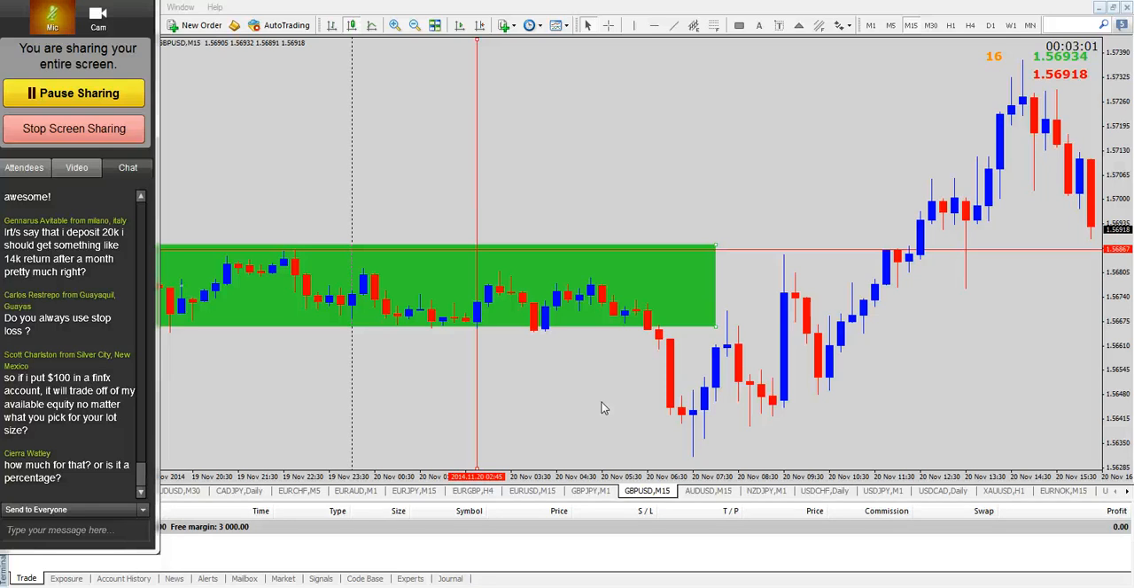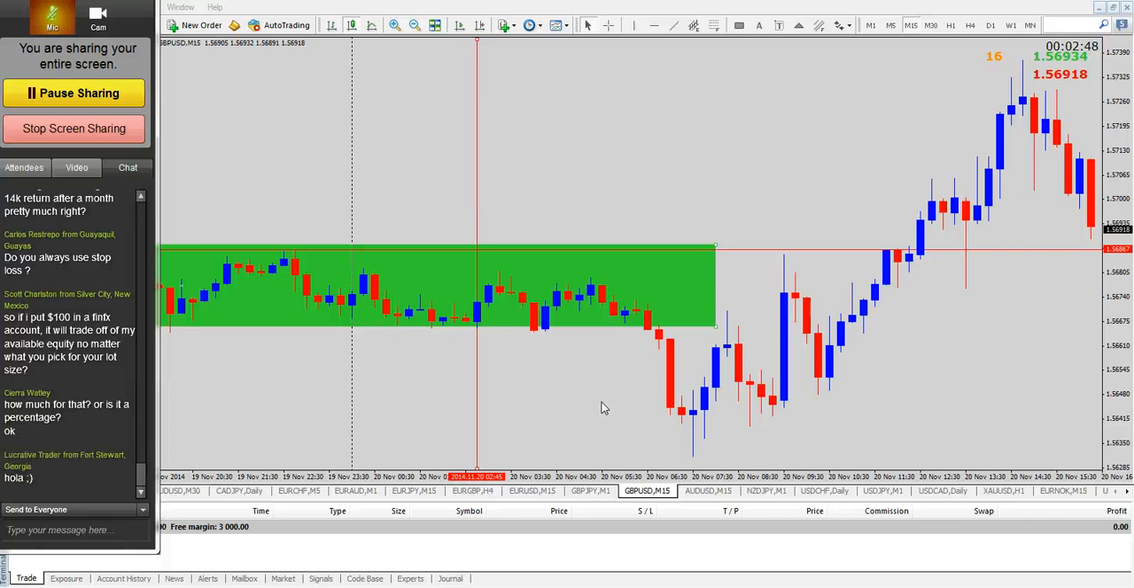Sierra, how much for this copy trade? It's a monthly fee. It starts as low as $29.99 and goes up. The most expensive one is going to be $119 a month.